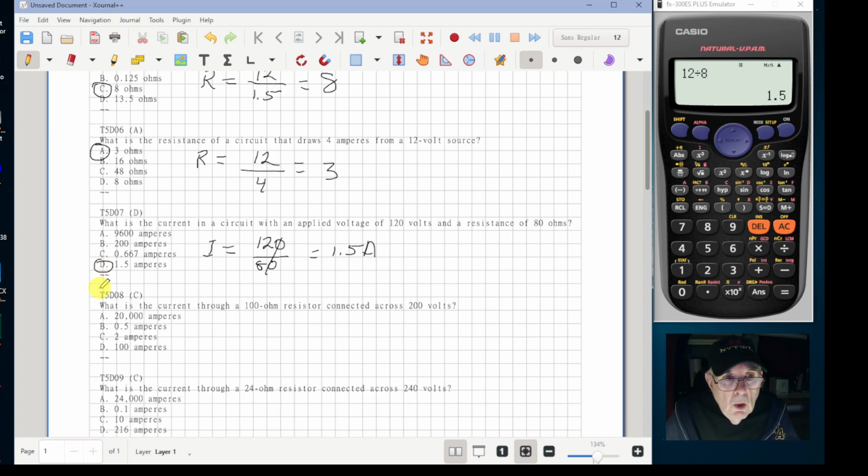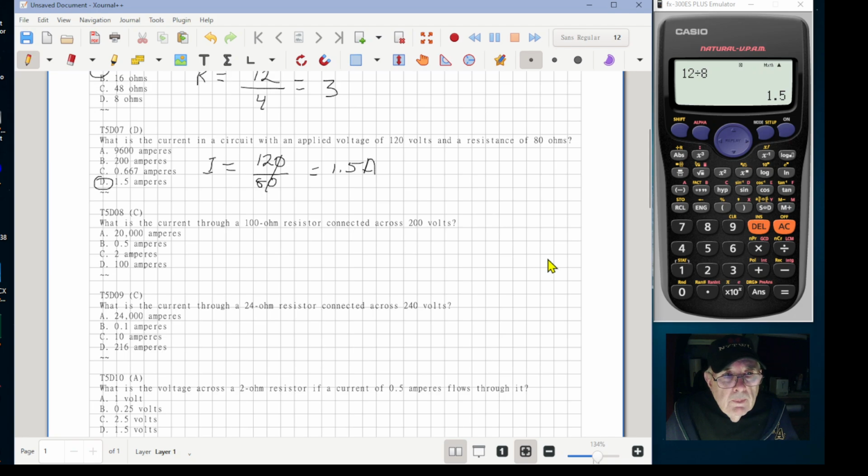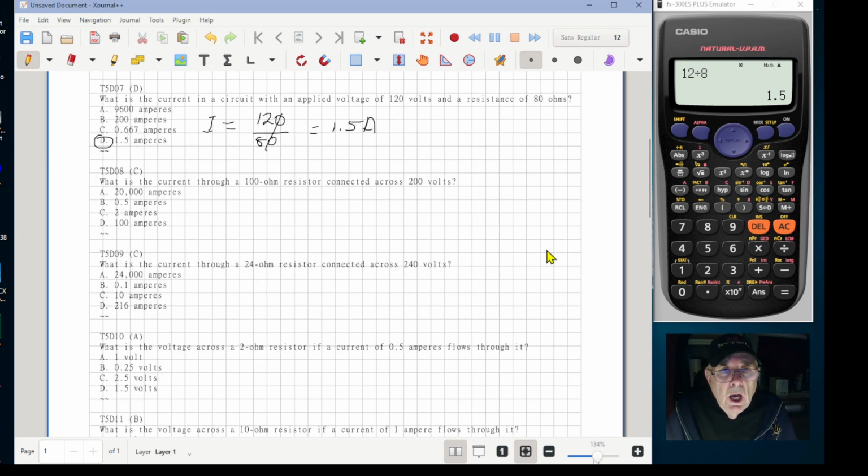Okay. What is the current through a 100 ohm resistor connected across 200 volts? So again, the current is equal to the voltage divided by the resistance. So this is 200 volts divided by 100 ohms. This goes in exactly 2 times. So our current then is 2 amps.